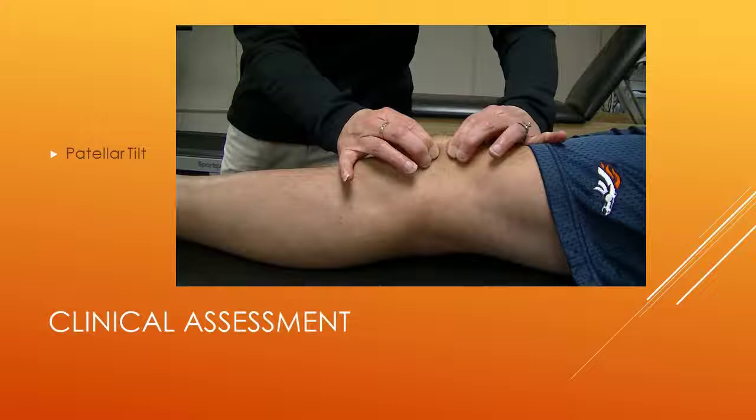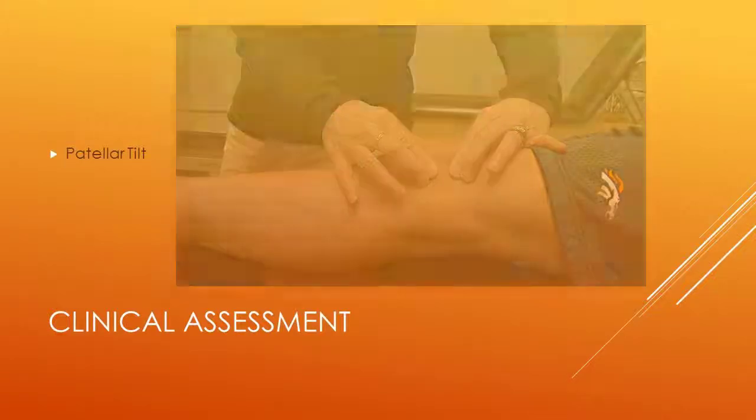The patella will be considered hypomobile if it's less than 0 degrees, which may be due to a potentially tight lateral retinaculum, the vastus lateralis or IT band, and a hypermobile patellar tilt will be greater than 15 degrees.